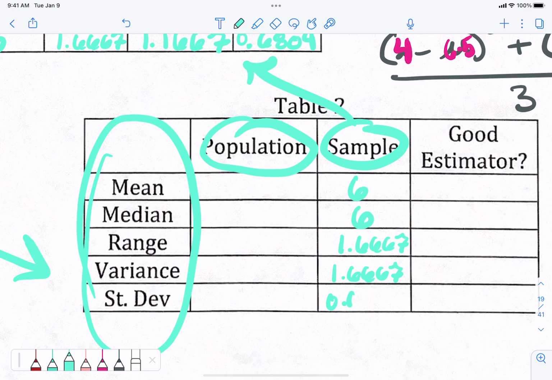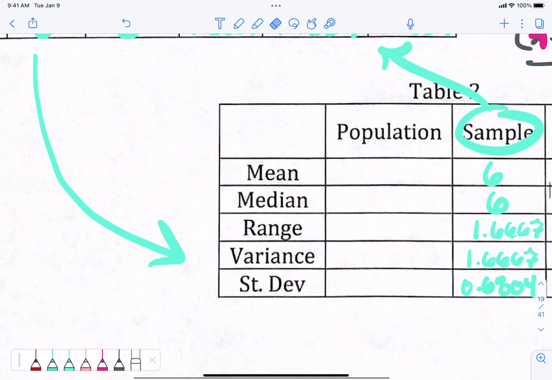And then 0.6804, okay? Now, we have to actually calculate the mean, the median, the range, variance, standard deviation for the population, and then we're going to say, hey, are those close to one another? Was this a good thing to estimate using a sample? Okay, so we'll talk about what that means here in a second.